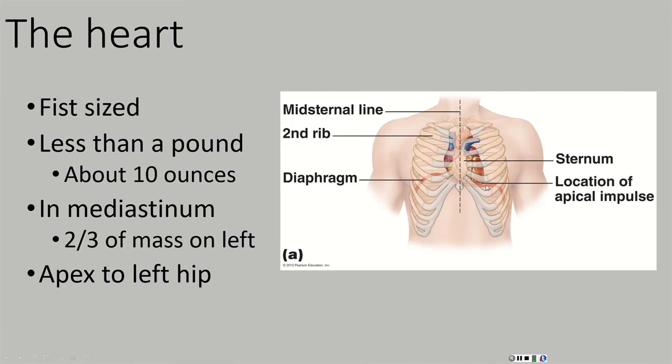This is called the apical pulse. And all in this region right here, we feel the heartbeat because the left side of the heart has to work a lot harder to push blood to the entire body.